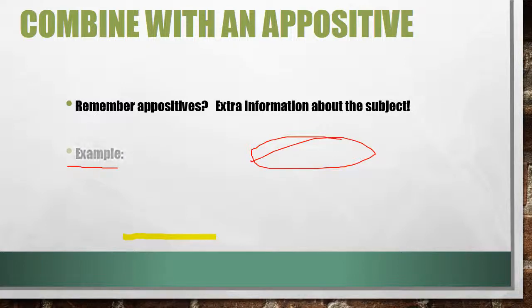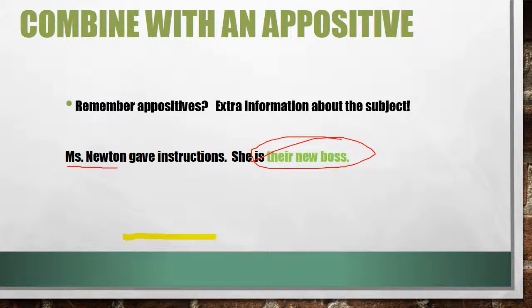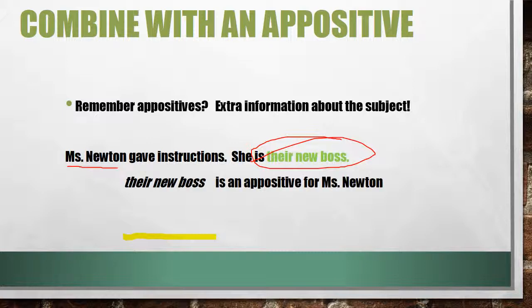Look at this example. Miss Newton gave instructions. She is their new boss. Well, the subject of the first sentence is Miss Newton. And in the second sentence, she is their new boss. We're given extra information about who Miss Newton is. And who is she? Their new boss. So the words their new boss are the appositive, or extra information about who Miss Newton is.